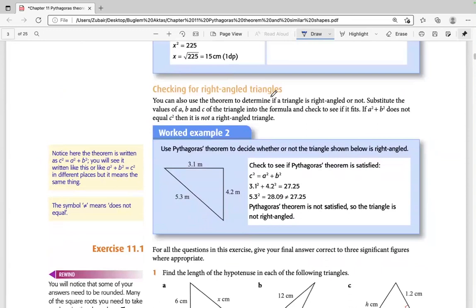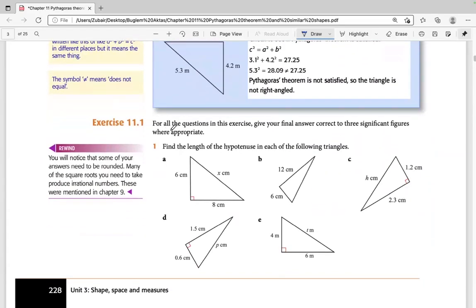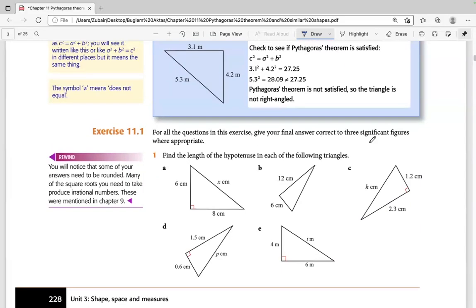Checking for right angle triangle. So with Pythagoras theorem, the left hand side should be equal to the right hand side for it to be a right angle triangle. Exercise 11.1, for all the questions in the exercise, give your final answer correct to three significant figures. So now there are two checks for full marks. One is the correct answer and the other is it has to be to three significant figures.